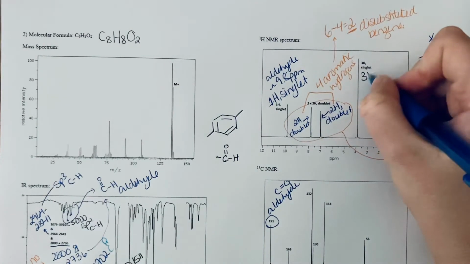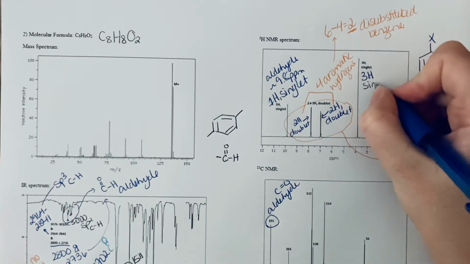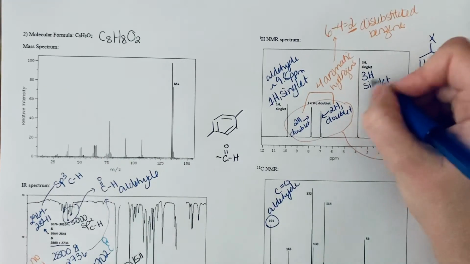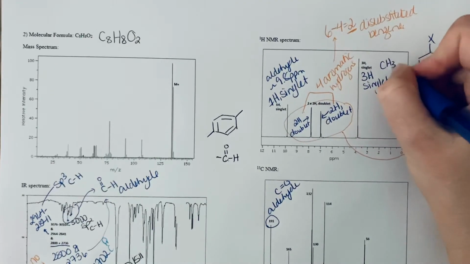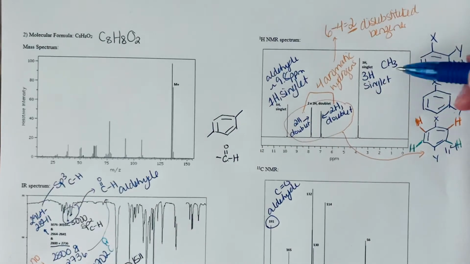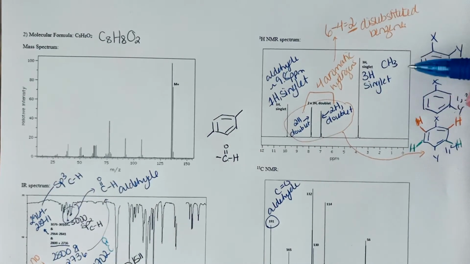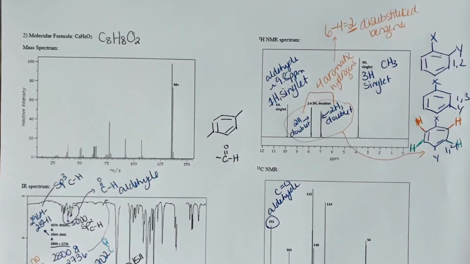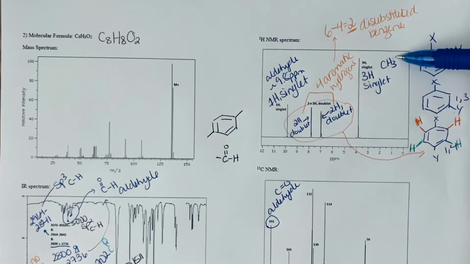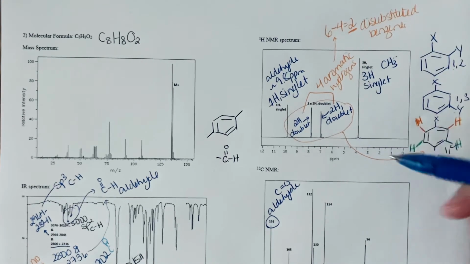So this is a 3-hydrogen singlet. 3 hydrogens, that's probably a methyl group. So we found our other carbon and our 3 hydrogens that we were missing from that molecular formula. The only other thing we're missing is an oxygen. So my first thought here is that maybe the oxygen is attached to this carbon. And so what I would do is I would look at the chemical shift.